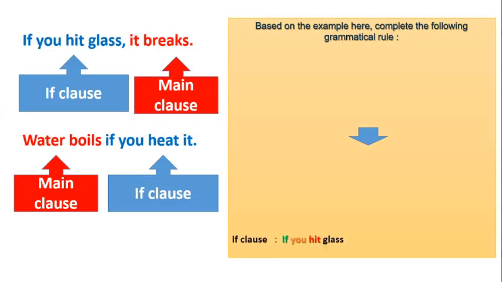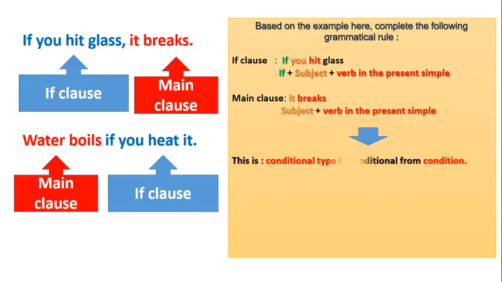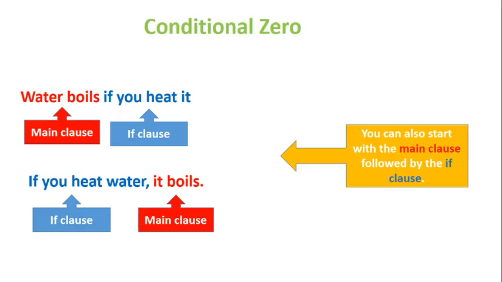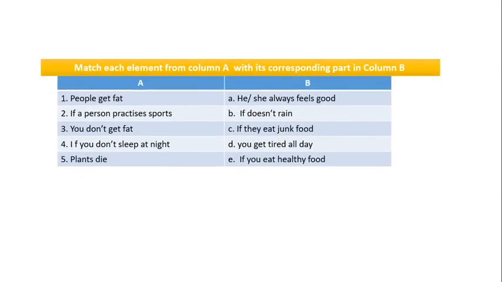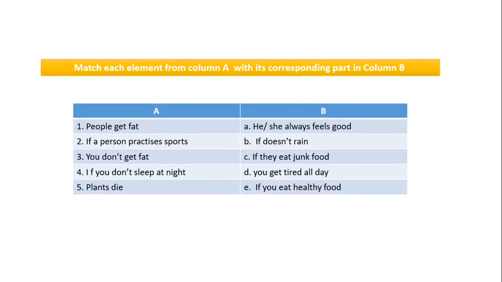Nice. Now I want you to look at the paper, and after discovering the rule, we move to the first exercise. Match each element from column A with its corresponding part in column B. So you have statements in A, statements in B. It's maybe an if clause or a main clause. 1, 2, 3, 4, 5, A, B, C, D, and E. I give you 2 minutes to do the exercise, then the correction.